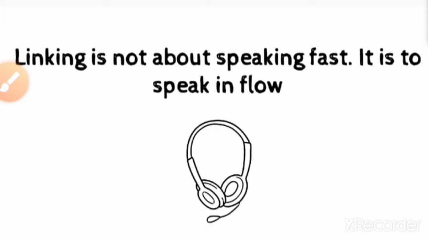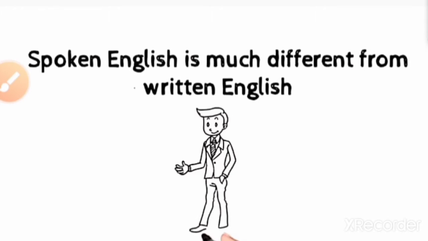Linking is how sounds flow together in spoken English. So this is basically about the flow of sound. Linking is not about speaking fast. If you are speaking fast, that is not linking. It is to speak in proper flow. So the speech in which we have a flow is called linking. So we are learning about that today.